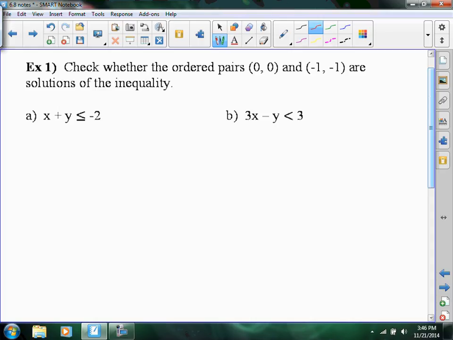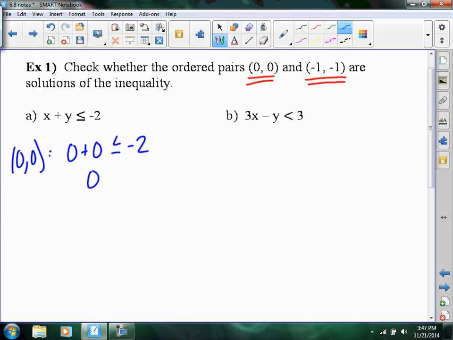So let's take a look at part A. They want us to check whether or not the ordered pairs (0, 0) and (-1, -1) are solutions to x plus y is less than or equal to -2. So we're going to test both of these. So let's test (0, 0). I would have 0 plus 0 is less than or equal to -2. Well, that's 0. Now 0 is not less than -2, and it's not equal to -2. So no, that's not a true statement. That ordered pair, (0, 0), would not be in the shaded region for that line when we graphed it.